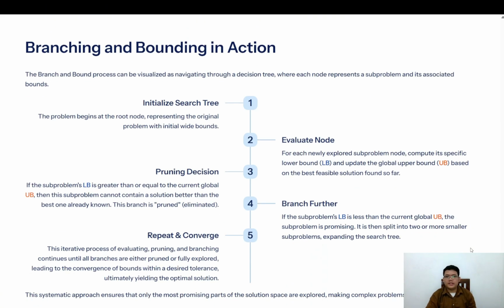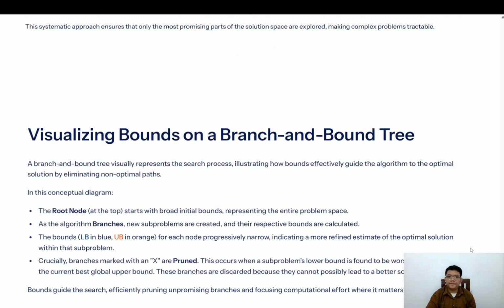Branching and bounding in action. First, initialize the search tree, evaluate the node, make the pruning decision, branch further, repeat and converge. This systematic approach ensures that only the most promising parts of the solution space are explored, making complex problems tractable.